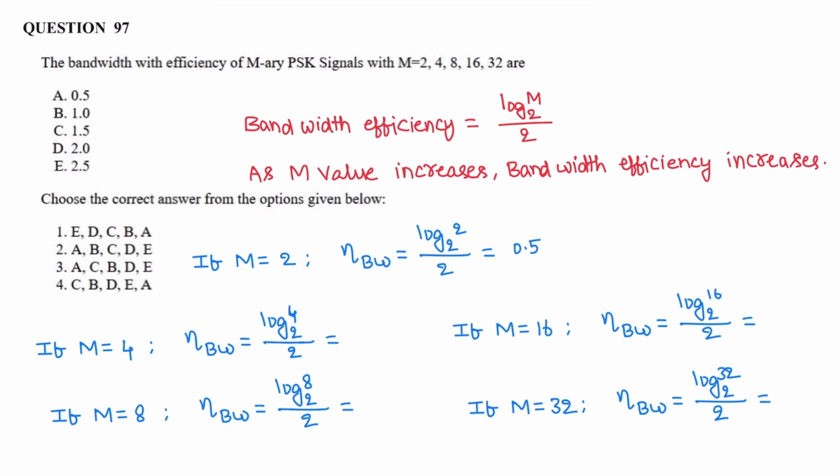1 by 2 log 4 base 2, that is 1. For 8 it is 1.5. For M equal to 16 it is 2. For M equal to 32 it is 2.5. Therefore the correct sequence is A, B, C, D, E. Option 2 is the correct answer.